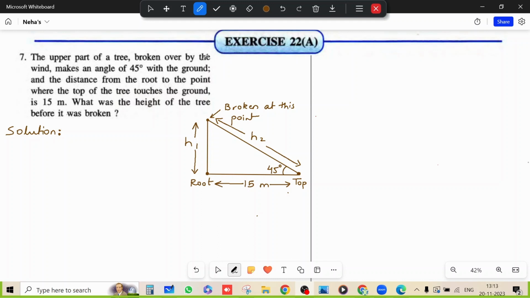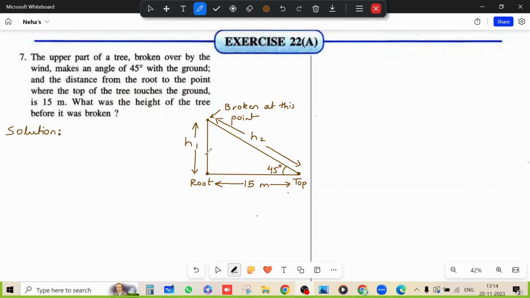So let us consider that the tree was standing here and then it broke, and this is the point where it broke, and then the top of the tree now is touching the ground here, forming an angle of 45 degrees. The distance between the root and the top of the tree is 15 meters, and we have to find out what was the height of the tree before it was broken.